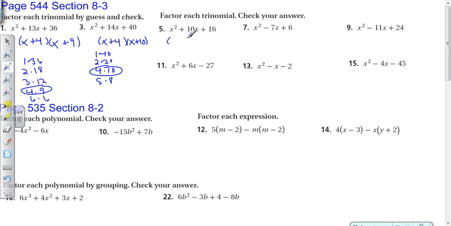Number 5, what can I multiply to get 16 that adds up to 10? I'm going to do 1 times 16, 2 times 8, or 4 times 4. Well, 2 and 8 add up to 10. So plus 2 plus 8.